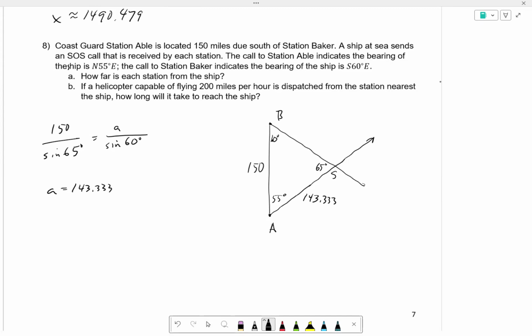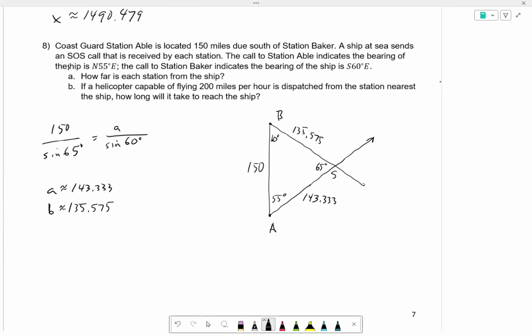Did you get the other one by any chance? Sine of 60 degrees equals B over sine of 50 degrees. Nice. And what did that give you? 135.575. Okay, any questions? Thank you, Charlotte.